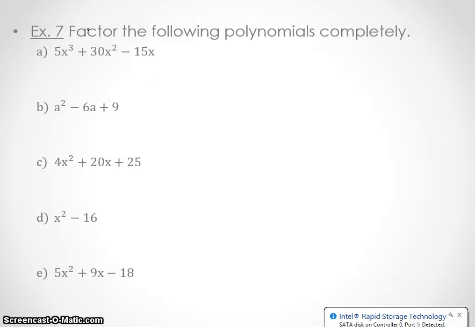Example 7 just says factor the following polynomials completely. So let's just get a bunch of examples in. And always remember to test whatever you come up with by multiplying it back out.